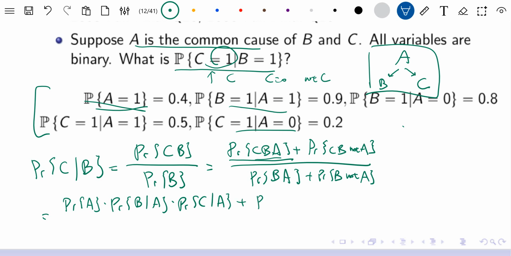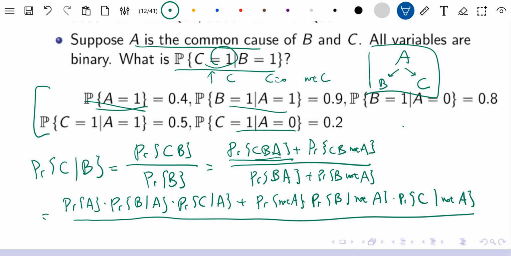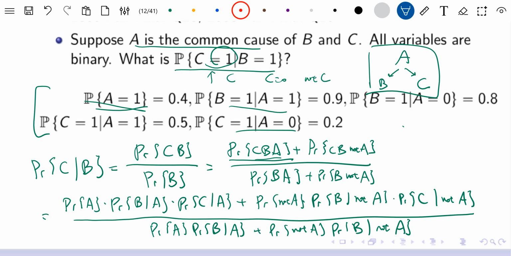And the other term is similar: probability of not A, probability of B given not A, and C given not A, divided by this thing. B and A is just probability of A, probability of B given A, plus probability of not A, probability of B given not A. Okay, let's check how many of these we have.